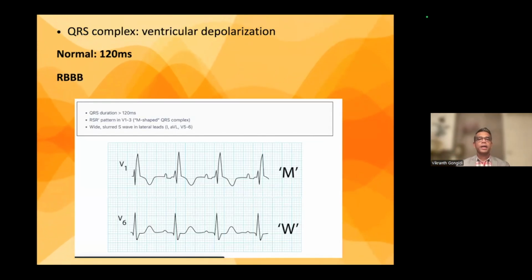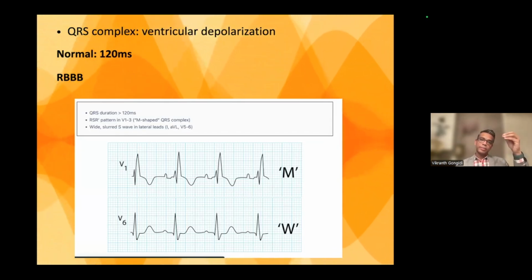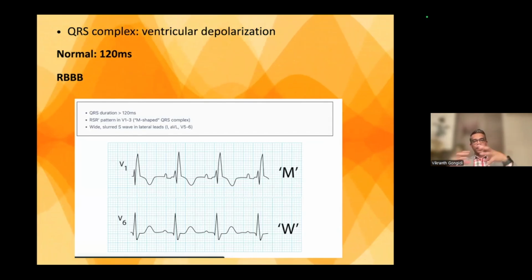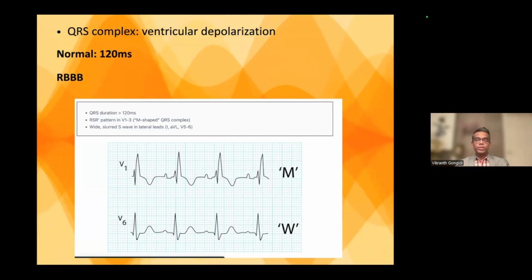Now, the QRS complex. So the QRS complex, again, is representing the ventricular depolarization. The normal is around 120 milliseconds or three small boxes. Anything more than that is considered a bundle branch block. So we have two different types. Again, remember we had the signal coming from the SA node into the AV node, and then going down the bundle of His and spreading into the right and left branches.